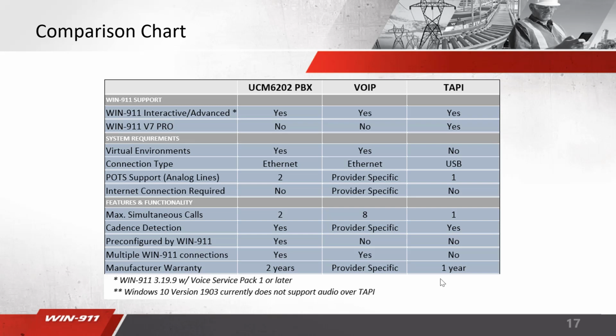Cadence detection should be available on all of these. The Grandstream device does come pre-configured here. It has a WIN-911 configuration. I configure every one of these before we send them out. So that's a huge plus for you to not have to do any of the configuration and wonder if you got it right.